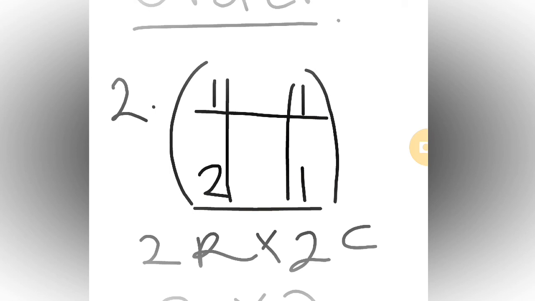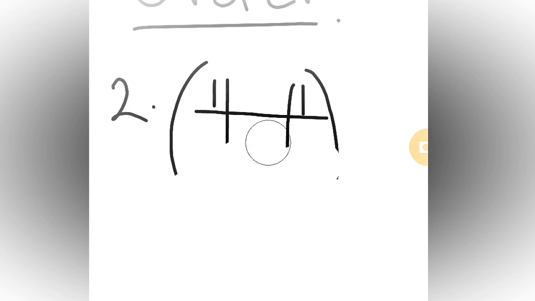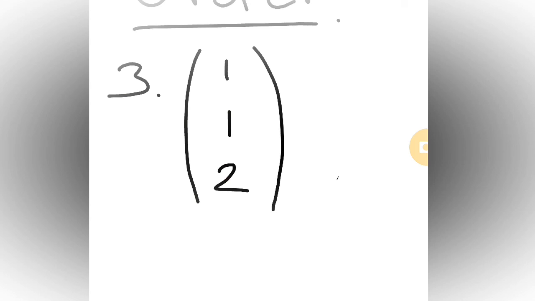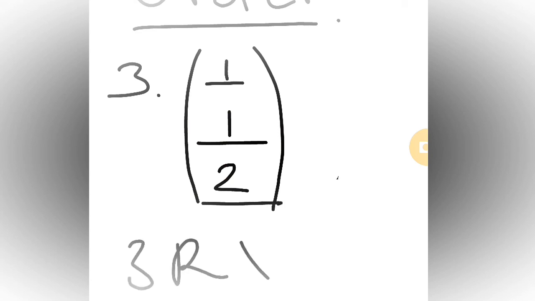Let us go to number 3 and state the order. Number 3, we have 1, 1, 2. What is the order of this matrix? You can state it. It has three horizontal lines, so we say that it has 3 rows. And how many columns? It has only 1 vertical line, 1, 1 and 2. So it only has 1 column. So this matrix is a 3 by 1 matrix.